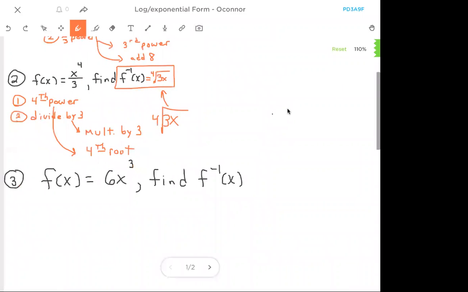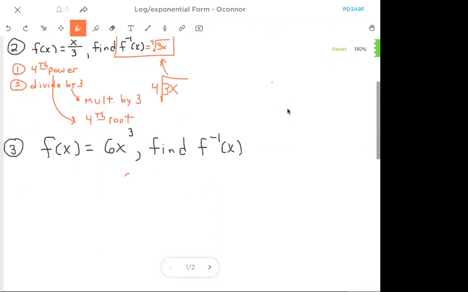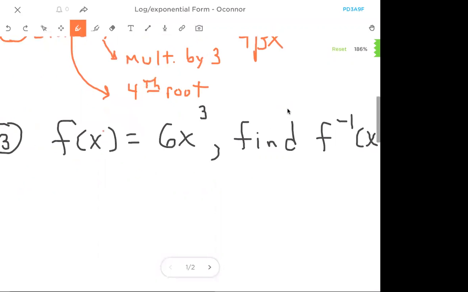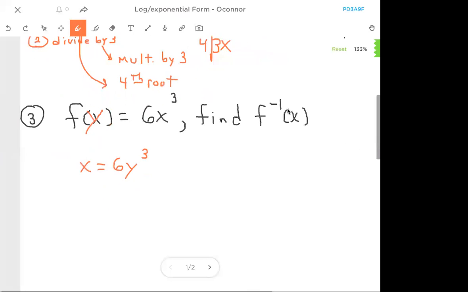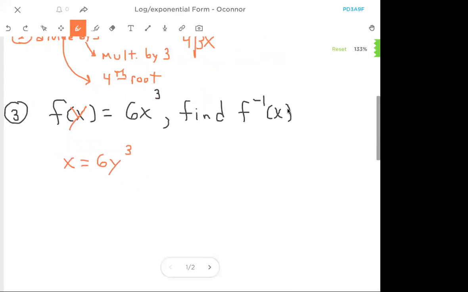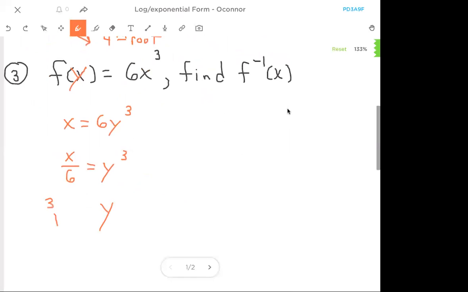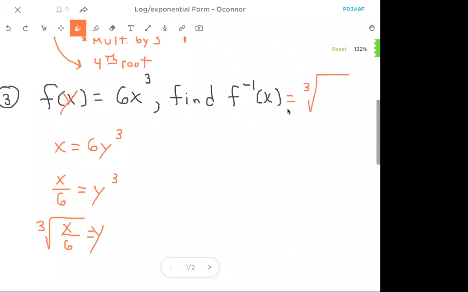Okay, and again, you can always use the algebraic method, which I'll do for this last one here. Okay, and I'm going to switch the x's and y's and write that as x equals 6y to the third. So I switch the x and y's and then solve for y. So the first thing I would do is divide by 6 and then take the cube root. And that is our inverse. It's the cube root of x over 6.